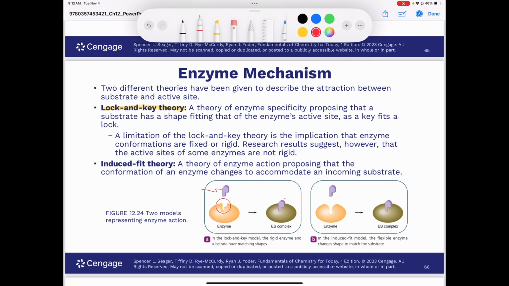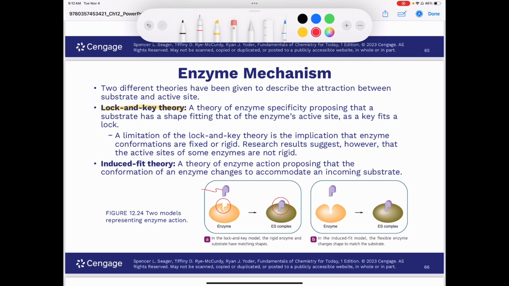So the substrate fits in here just right. So you see how they match each other just like a lock and key. Now, a limitation of the lock and key theory is the implication that the enzyme conformations are fixed or rigid. So that would mean that the enzyme can't morph or change its shape at all.